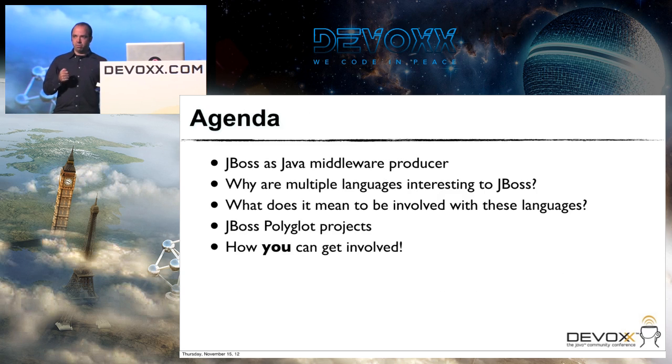So the aim of today's talk is to get you involved in what we call the JBoss Polyglot Revolution. And to get to the point, we'll first look at the origins of JBoss as a Java middleware producer. And then we'll see how this revolution started and the different stages it's gone through so far. Finally, you'll find out how to be part of the JBoss Polyglot Revolution, either as a user or a contributor.